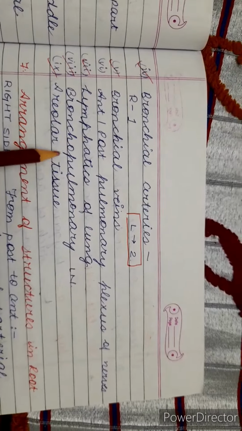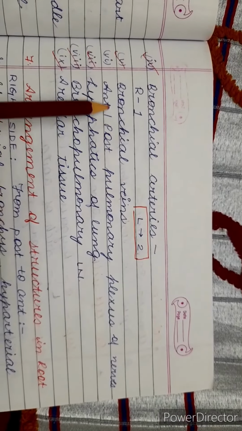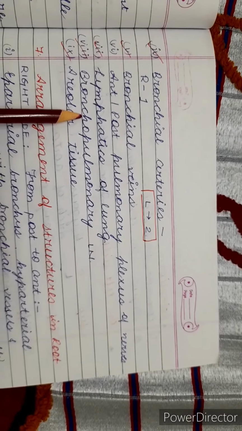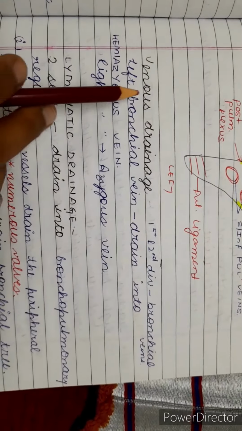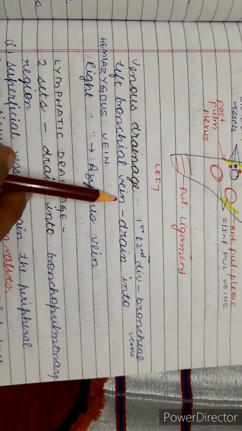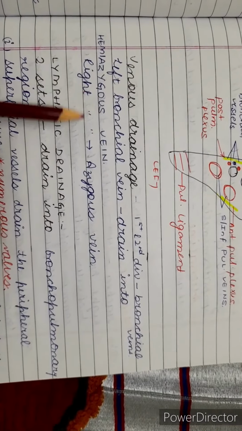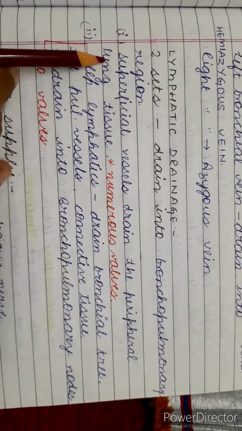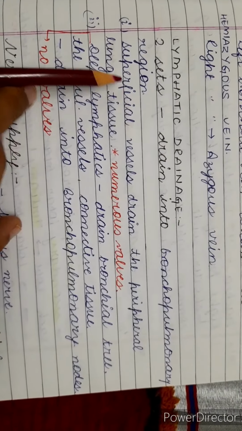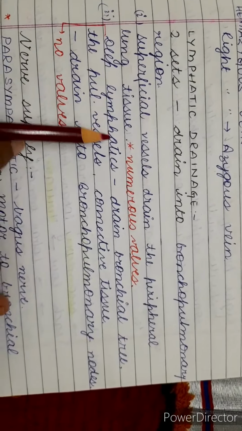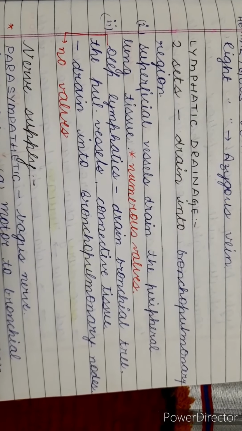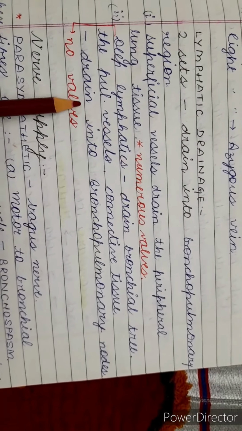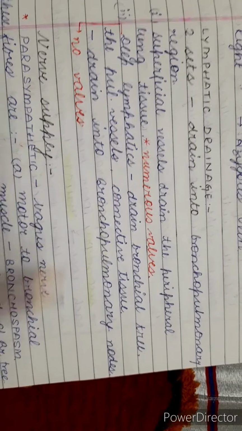The contents of root of lung are bronchial veins, anterior and posterior pulmonary plexus of nerves, lymphatics of lung, bronchopulmonary lymph node and areolar tissue. Talking about venous drainage, the left bronchial vein drains into hemiazygous vein and the right bronchial vein drains into azygous vein. Lymphatic drainage is of two sets, superficial and deep. Superficial vessels drain the peripheral lung tissue and the deep lymphatics drain the bronchial tree, pulmonary vessels, connective tissue. And the superficial vessels have numerous valves while deep lymphatic vessels have no valves.